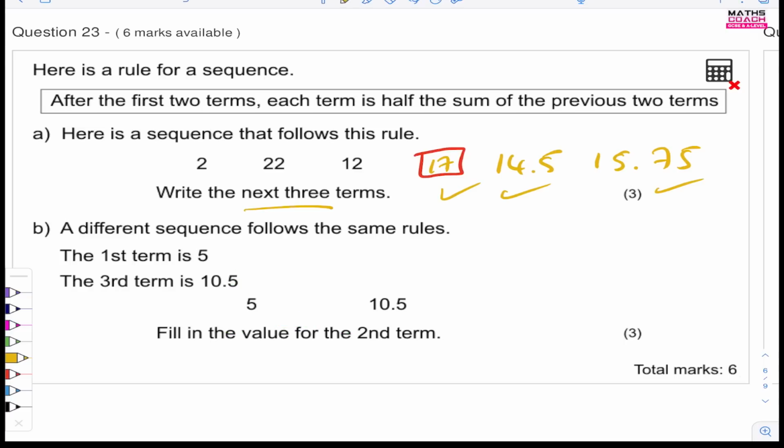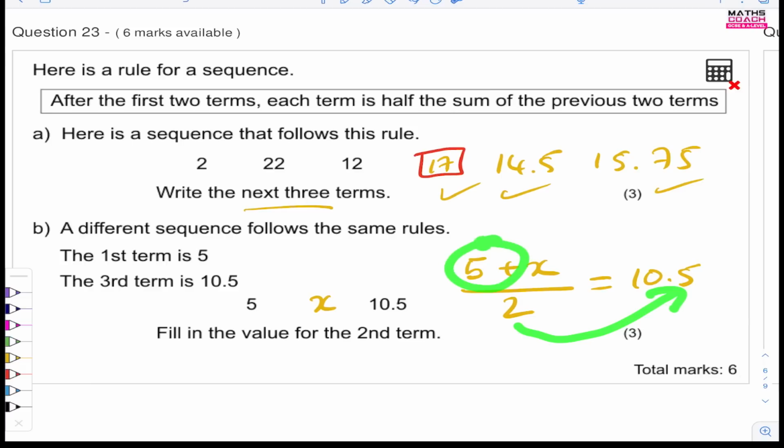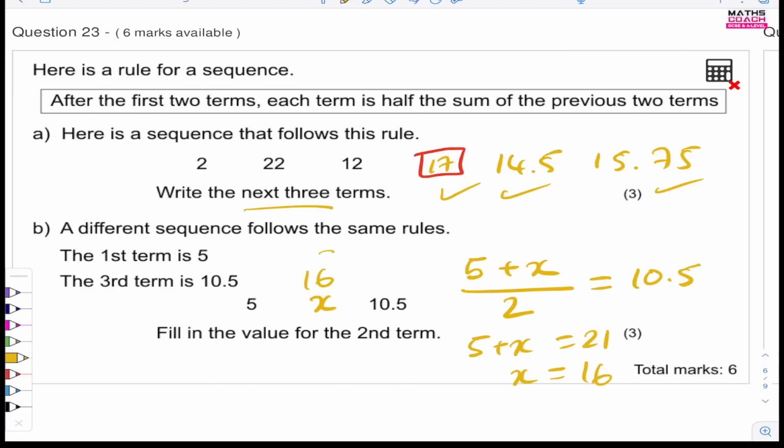Now, what if I call this x, which is unknown? I don't know what it is, right? So I'm going to write that down: 5, add x, and then I divided it by 2 to give me that term, which is 10.5. So I'm going to work backwards to find what x is. I want to times over here and then take the 5 away, and then I'll have x on its own. 10.5 times by 2 is 21, so I get 5 plus x is equal to 21. And then to find what x is, my number in the middle, I'm going to do 21 take away 5, and that is 16. So the value here is 16.